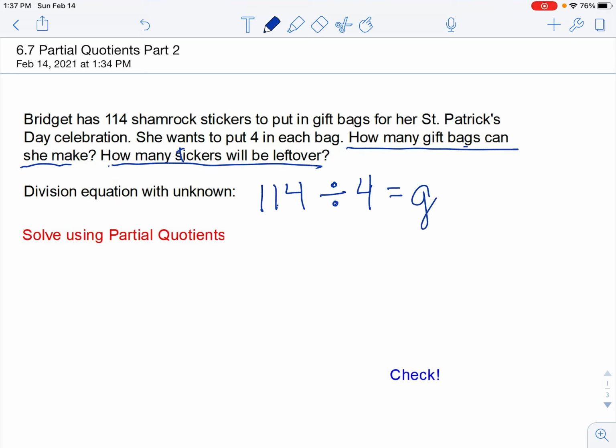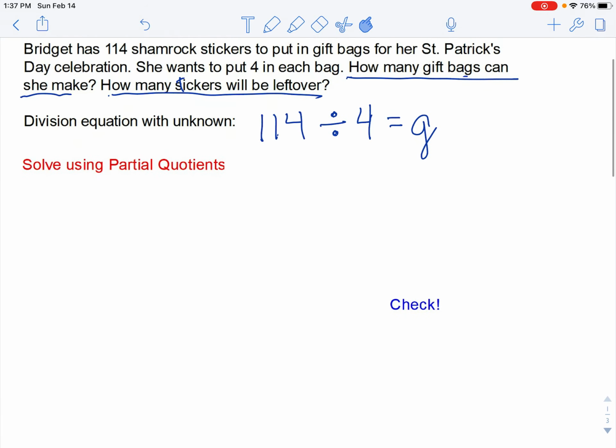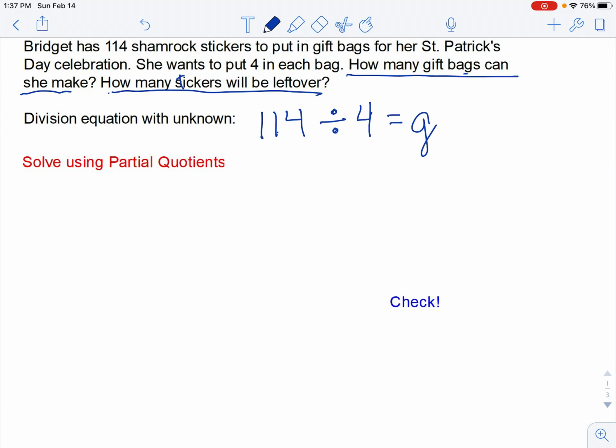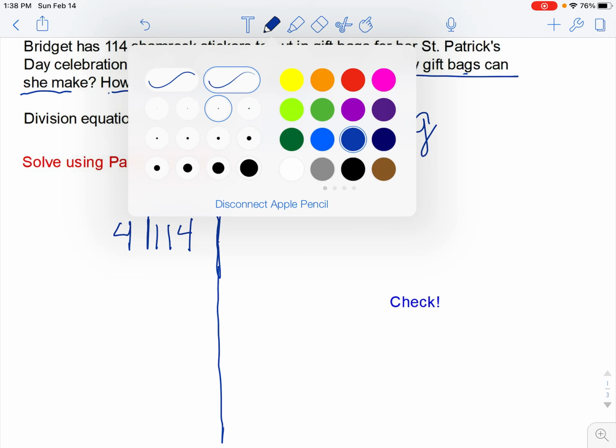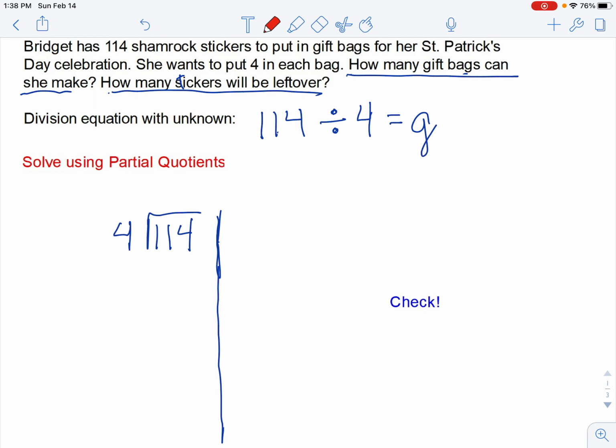So now let's use our partial quotient strategy to solve this. If I put my dividend under the box and my divisor off to the side, I'm going to be asking myself, how many times could 4 go into 114? So I'm going to try to think of some easy multiples of 4. And one that pops into my mind is 4 times 20, right? So if I used 20 bags, how many stickers would that be? 20 groups of 4. 80.